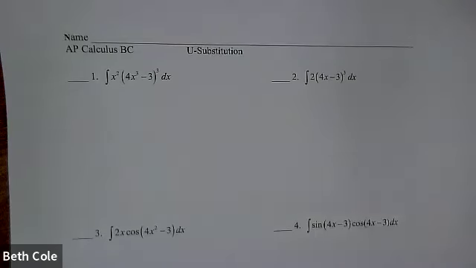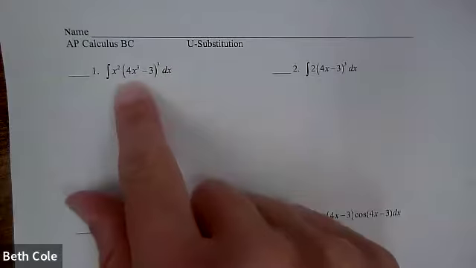The biggest question I always get is, how do I know that I need u substitution? If you look at the problem and you can't just say the answer, you can't just go backwards and be like, hey, what's a function that if I did the derivative, I would get this as my answer?